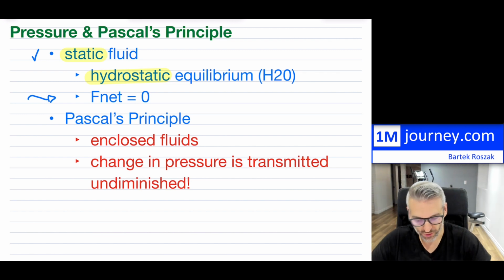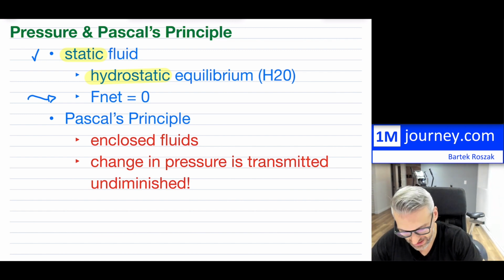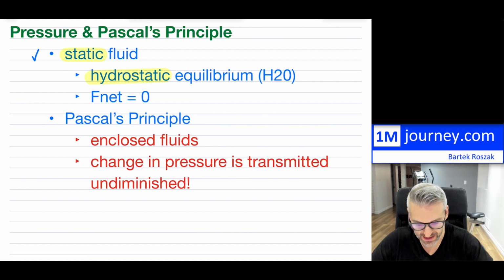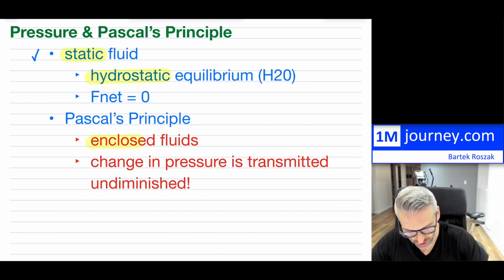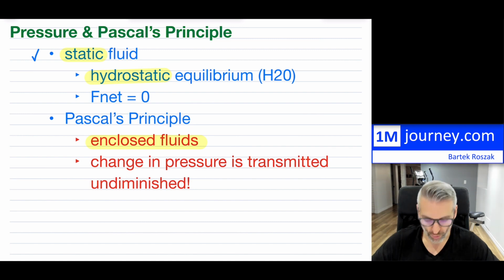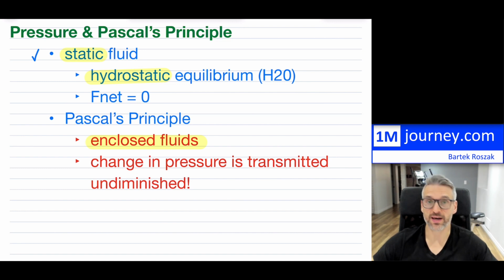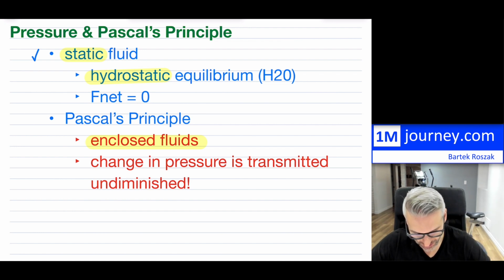Now, if you are jumping into Pascal's principle, it deals with the concept of enclosed fluids. What do we mean by an enclosed fluid? It means that it cannot spill out anywhere. It is fully enclosed, so there's no leakage of any kind. It is not flowing from one point to another. If you have a hose, for example, and you're opening it up, it's not enclosed, it's allowed to flow. So we're referring to enclosed fluids in general.